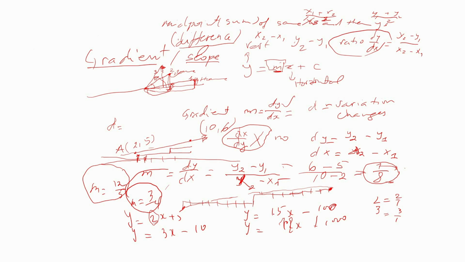If you have equations of different lines, y equal to 2x plus 5, y equal to 3x minus 10, y equals to 15x minus 100, y equal to 1.2x plus 1000. From these lines, which is stepping up more than another?